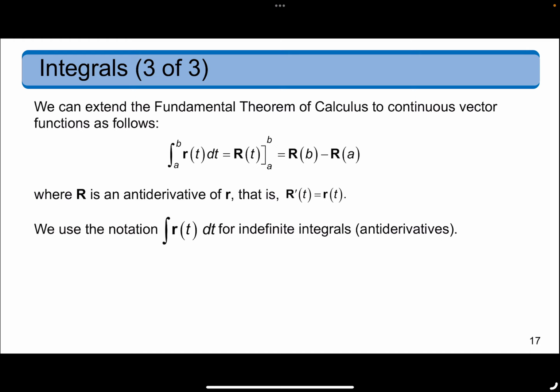We can extend the fundamental theorem of calculus to continuous vector functions as follows. The integral of r of t dt from a to b is equal to the antiderivative R of t evaluated from a to b, which is R of b minus R of a. That is, if we differentiate R of t, R prime of t, it would be r of t. So we use the notation integral of r of t dt for indefinite integrals.